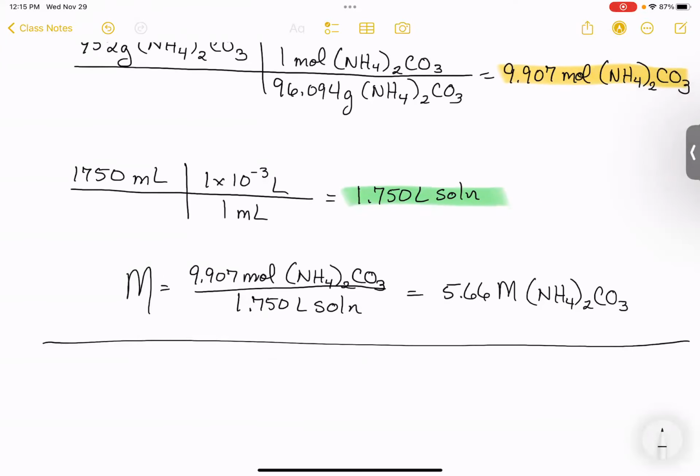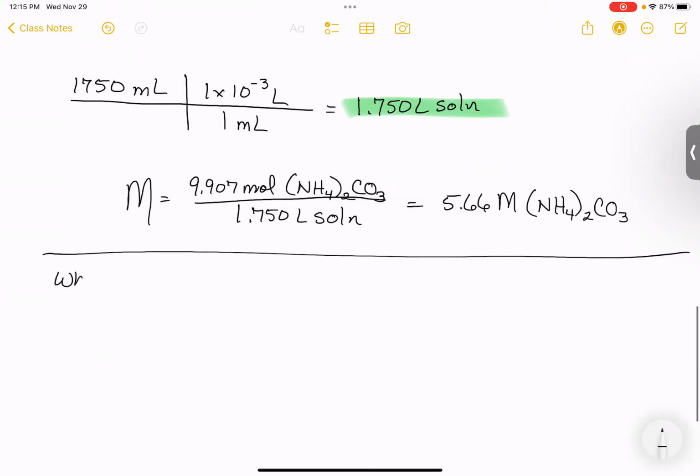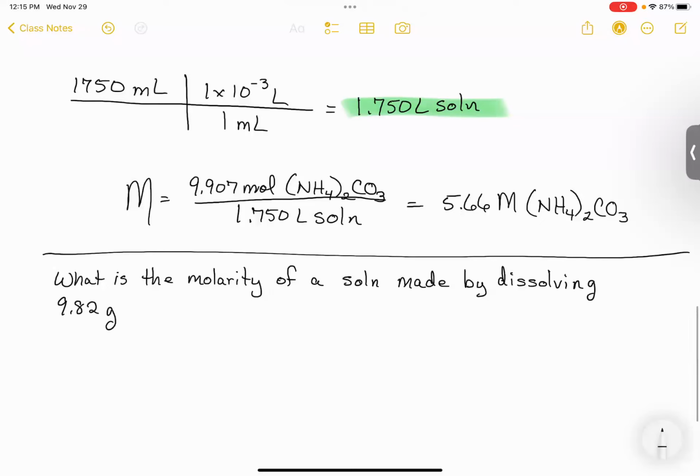Let me give you one to do. What is the molarity of a solution made by dissolving 9.82 grams PbNO3 in enough water to make 465 milliliters of solution?